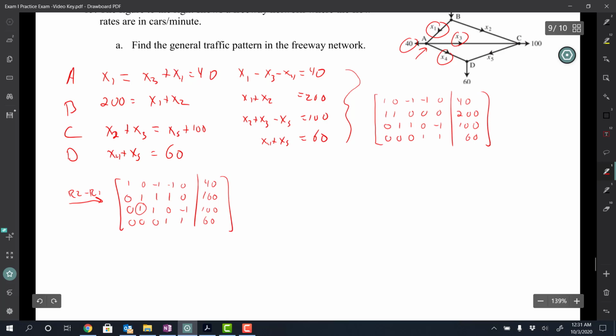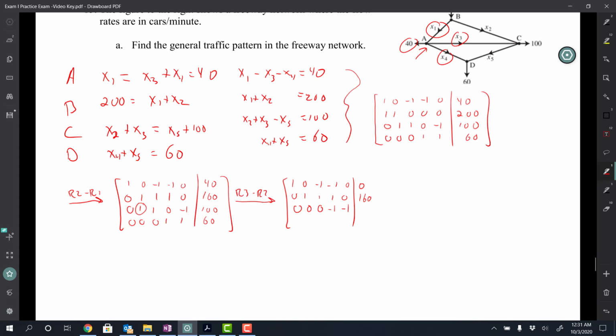Now I need to get a 0 in this position. So now I'm going to take row 3 minus row 2. First row stays the same. Second row stays the same. Third row becomes 0, 0, 0. 0 minus 1 is -1, -1. 100 minus 160 is negative 60. The fourth row is 0, 0, 0, 1, 1, 60.